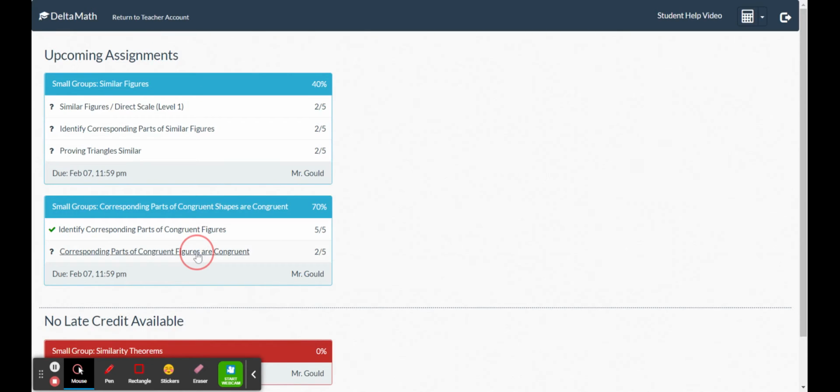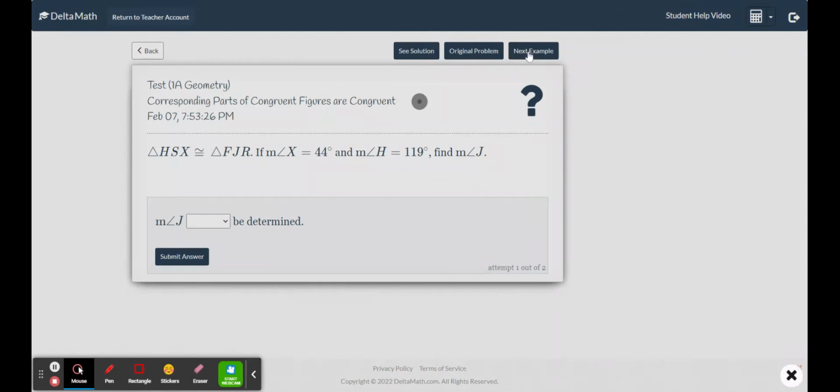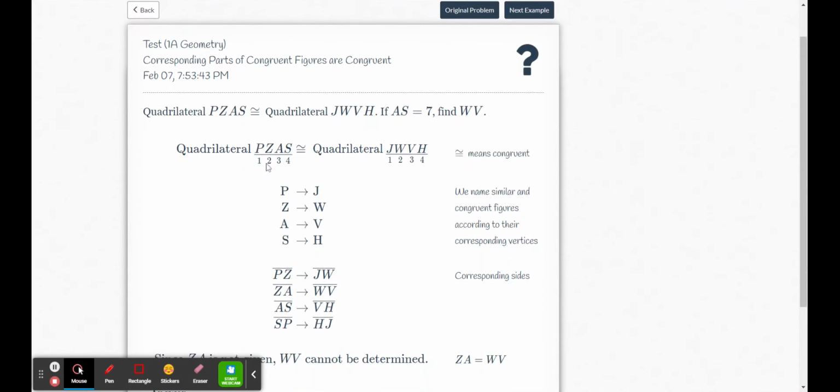All right, so for the next one, corresponding parts of congruent figures are congruent. Now, I always tell people we want to pay attention to the order of the triangles that they talk about. So here, H is 1, S is 2, X is 3. F is 1, J is 2, R is 3. So if we go to the examples, you will see this notation: 1, 2, 3, 4, 1, 2, 3, 4. So everything corresponds with everything.